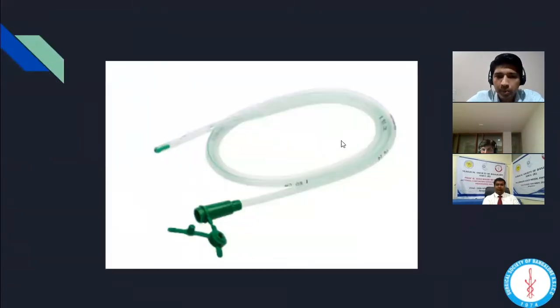Now let's talk about tubes. This is a Ryle's nasogastric tube. So make sure you tell the entire name. The specialty about this tube is that it has 3 lead shots at the tip.